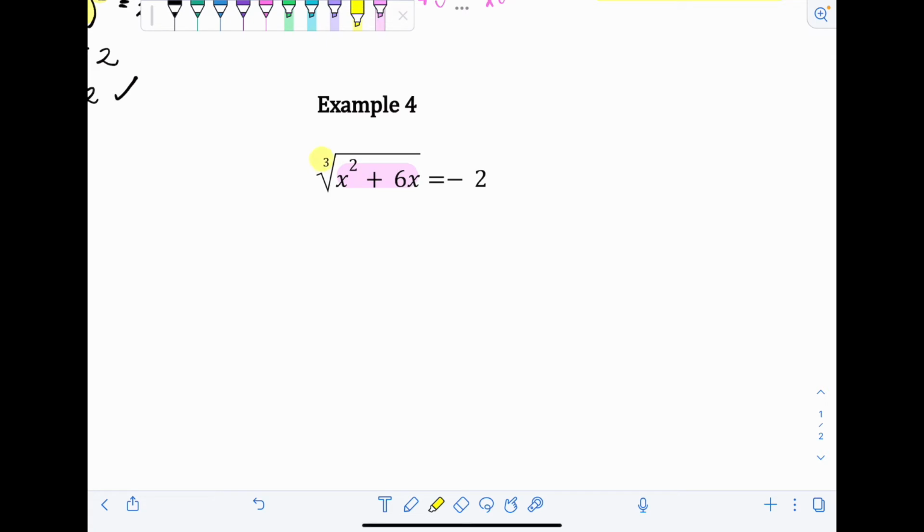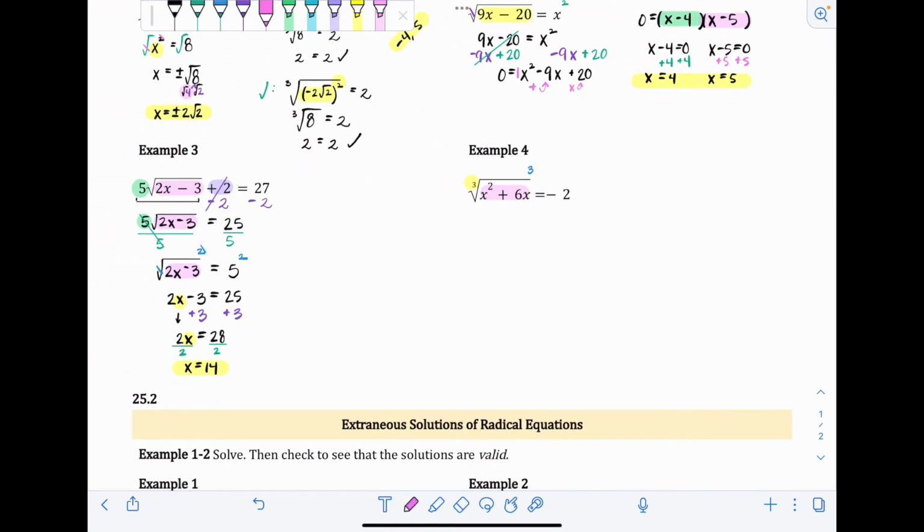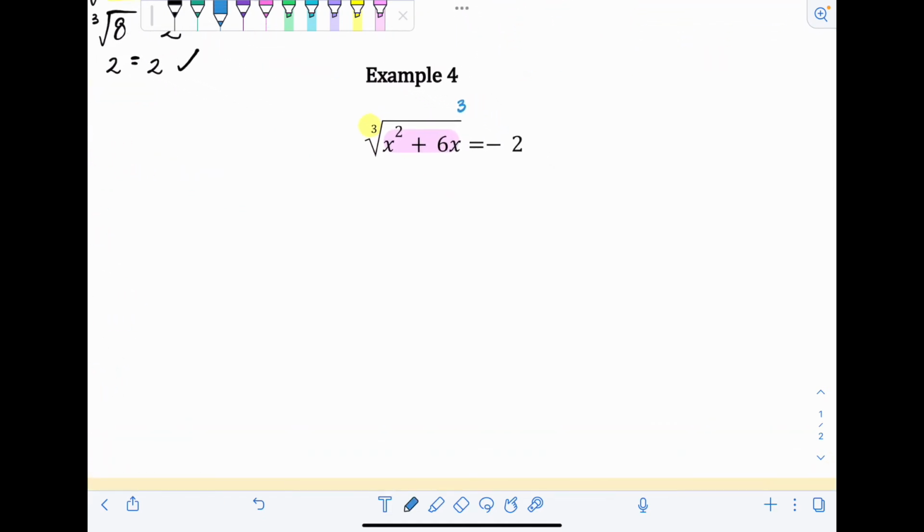So if I want to cancel out the cubed root, I have to cube both sides. The exponent and the type of root need to match. And just as a general reminder, if you don't see the type of root, it's always a square root. You would just never write the 2 in front. You would only see other numbers. Okay, so I'll raise the left side to the third power and the right side.